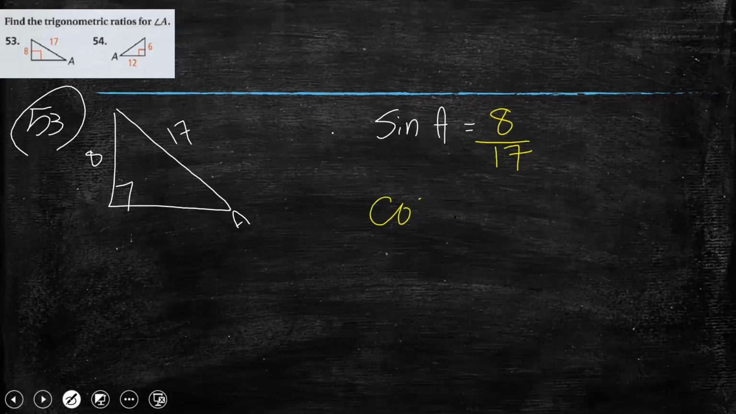Now, let's find cosine A. It will be, teacher, adjacent over hypotenuse. Bravo. Where's the adjacent here? It's x. It is unknown. So what do we have to do? How can I find this side here?